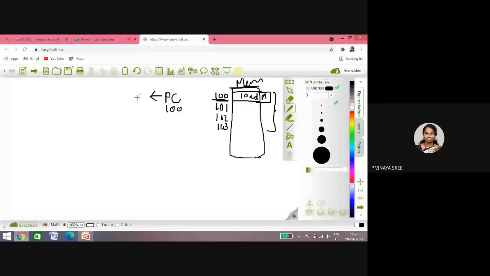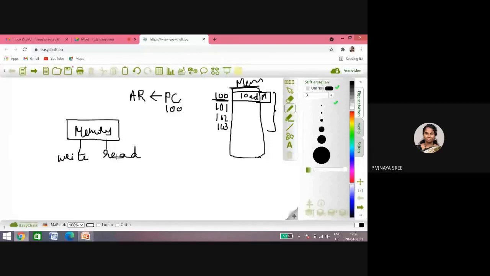Why are we placing this in the address register? See this diagram clearly. We have a memory, and we will have two operations that we discussed in the common bus structure: one is read, and the other one is write. When you want to read or fetch from memory, it has to be connected to an address, so the memory will have a connection with the address register. Next will be PC, and next will be IR.